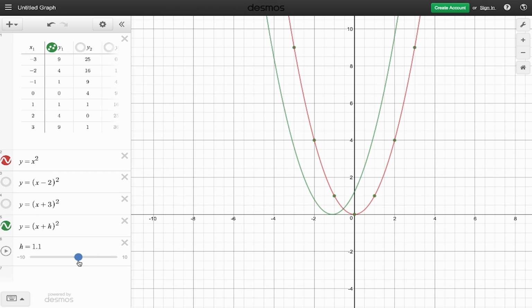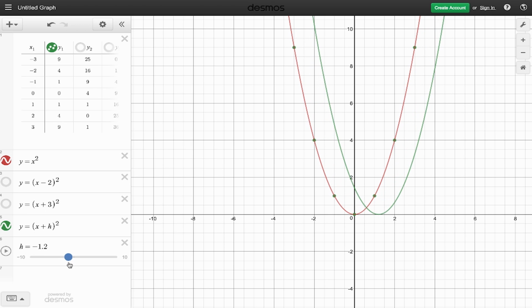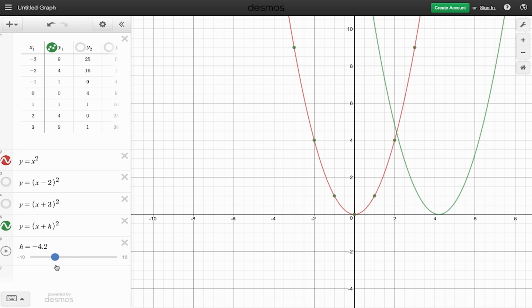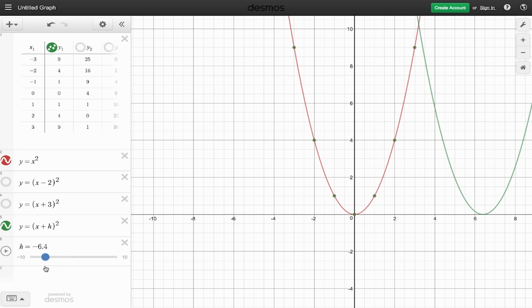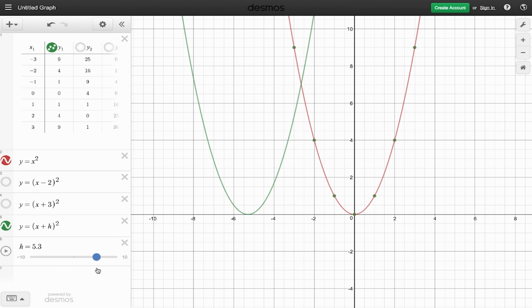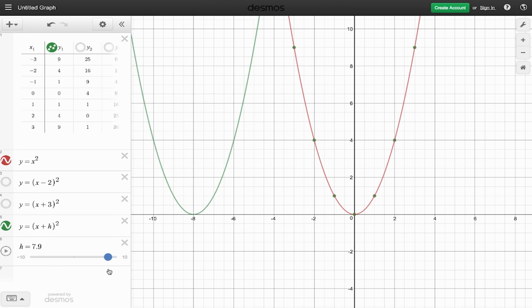Now what happens when h is negative? Here h is 0. As I make it negative, it starts moving away from the origin in the positive direction. It's moving to the right. So as h is negative, the function is moving to the right, and as h is positive, the function is moving to the left.